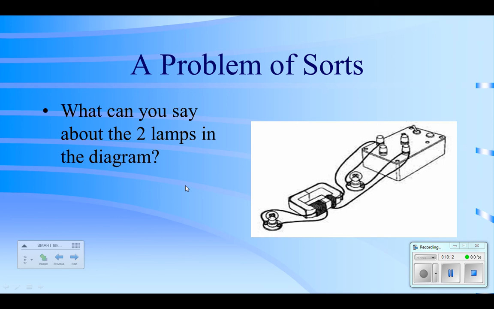Okay, so hopefully what we realize here is that this one gets the voltage directly from the source, and so it'll light up with some brightness. But this one's on a step-up transformer. Fewer coils, more coils. Step-up transformer means more voltage. The resistance in the lamp is the same, so if there's more voltage with the same resistance, there's more current. This one will glow brighter.